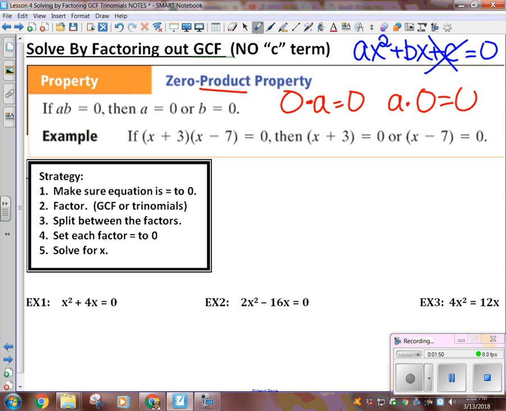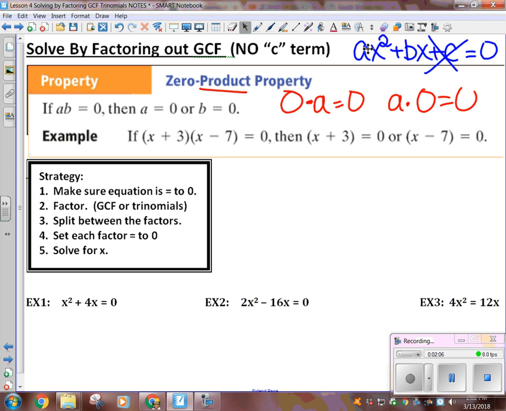So if I'm multiplying two things and the answer is 0, I have two possibilities, which actually confirms what we've been talking about. You can have two answers. You can have one answer, or you could have 0 answers. So let's just jump in.